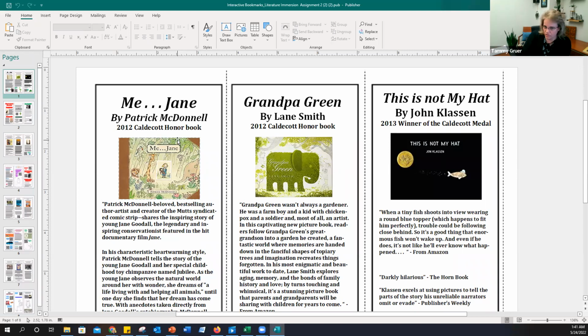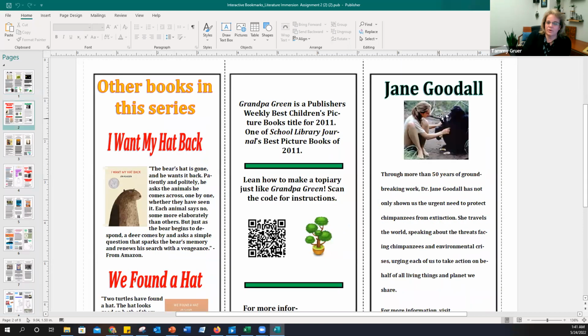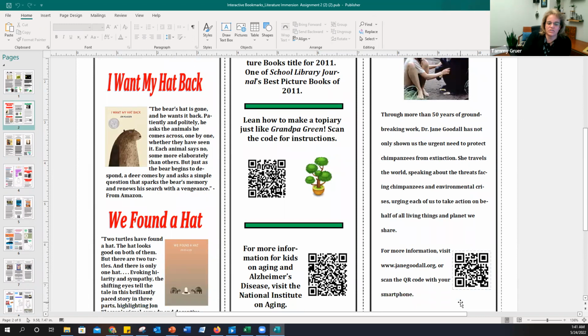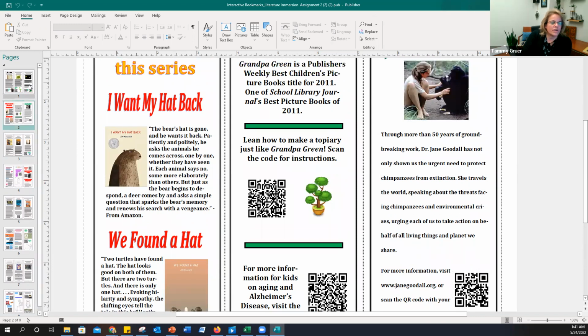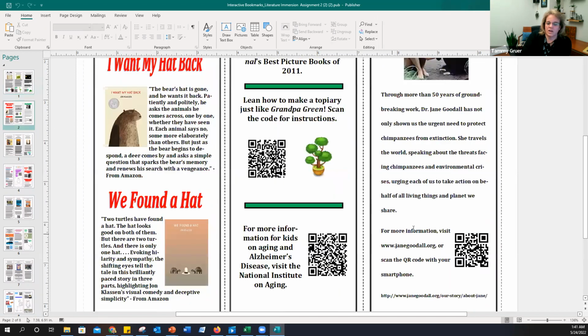I don't care which. So you notice this one is Me and Jane. If I look at the back of that book, you'll notice they have a QR bookmark. They have a QR code to lead to different activities to support it. So the front side, they had a book trailer linked with a QR code. And on the back side, they had more information about Jane Goodall's connection.